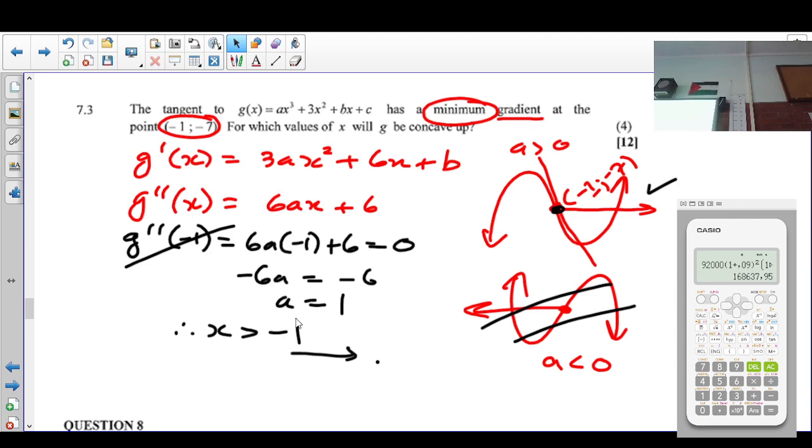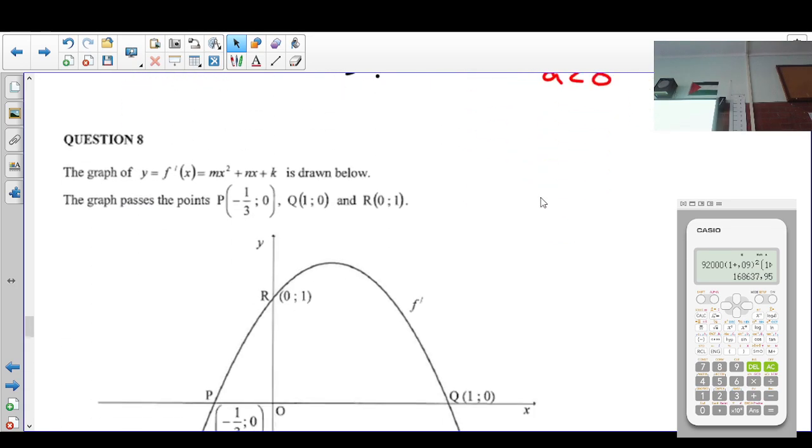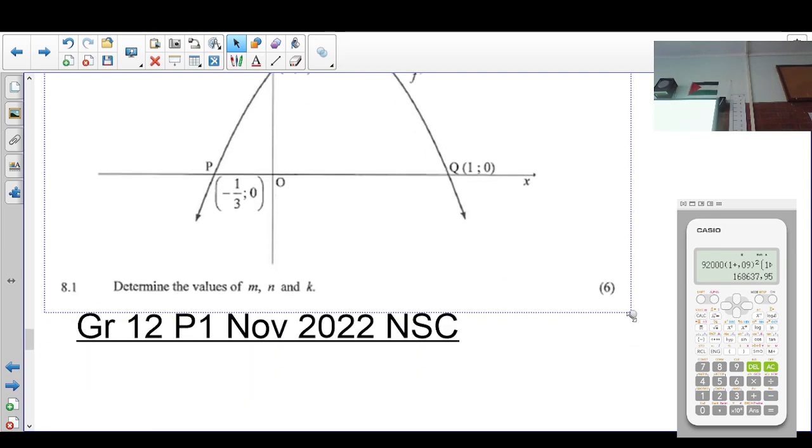So for a, we realize a is positive, so yes, the graph goes down, then up. So concave up is to the right of -1. That is why we say x has to be greater than -1. My mistake was I drew it at the minimum turning point. It shouldn't have been the case there.